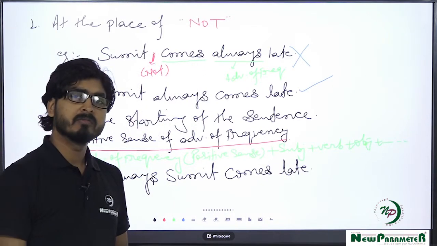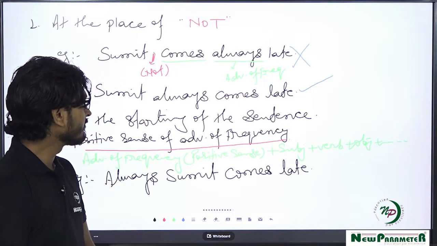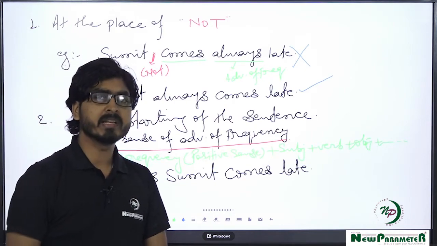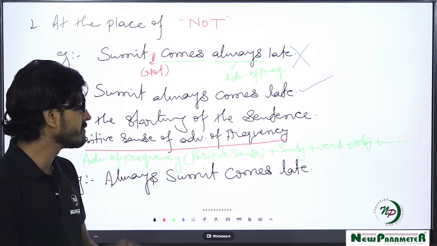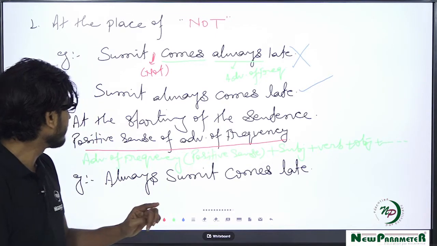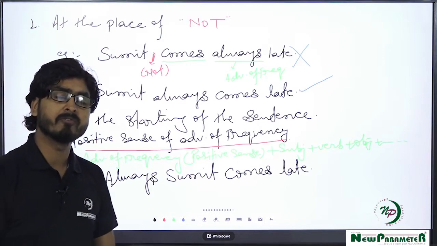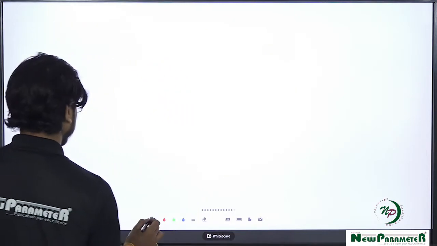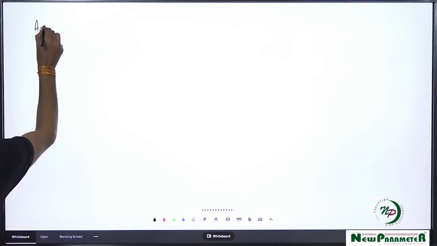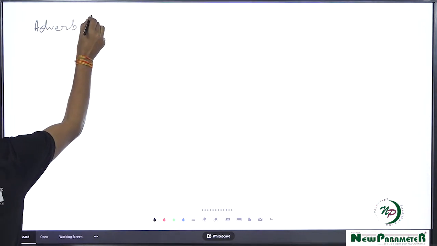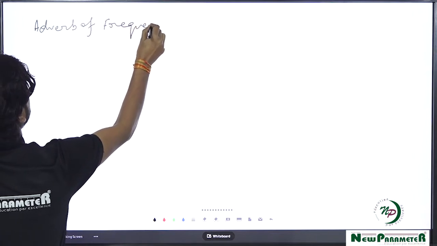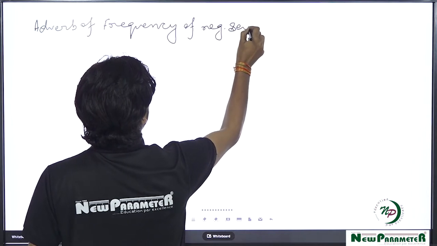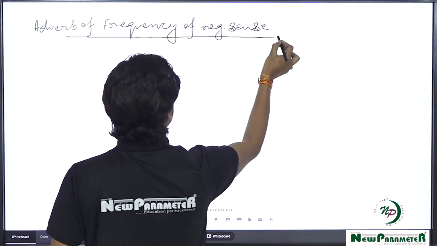So now a question may arise in your mind that, sir, what is the basic difference between Sumit always comes late and always Sumit comes late? Basically, there is no difference. There is only a difference in their structures. Now move to another point. What happens when we use an adverb frequency of negative sense at the starting of the sentence?